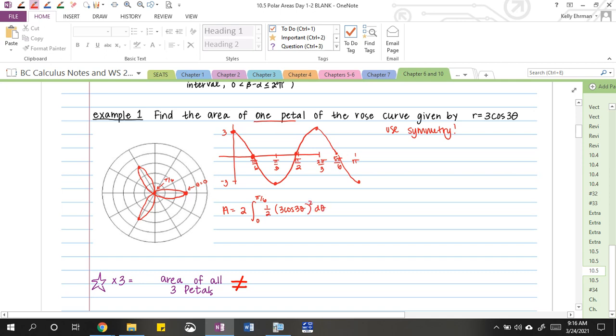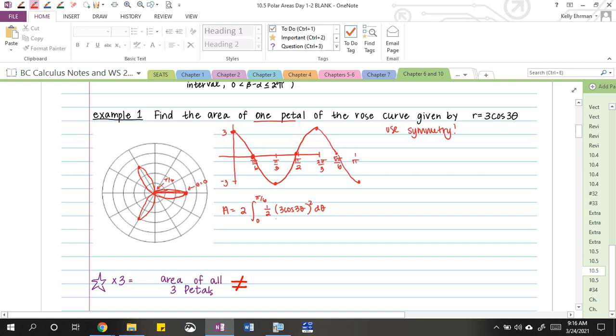So what I've done, when you're finding area, you start at the pole. It's like this. You start at the pole and imagine there's a sector that hits that piece. And then there's another sector here and here and here. So you're finding that area, doubling it. That should give me the area of one petal.